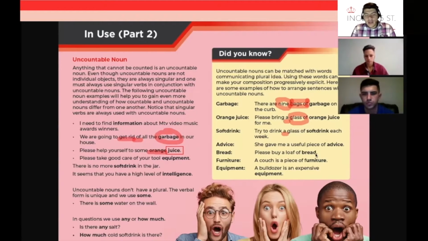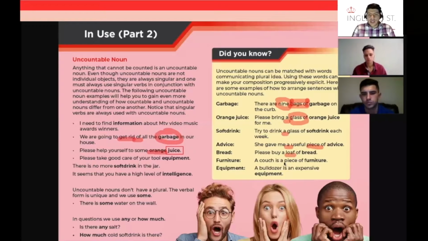She gave me a useful, una. Y bueno, en este caso, esta es una descripción, es un adjetivo, pero lo importante es piece, o piece of. Ok, a useful piece of. Please buy a loaf of bread. Loaf se refiere a un pedazo, ok, a piece. Así se le conoce más que nada cuando hablamos de bread, de pan.